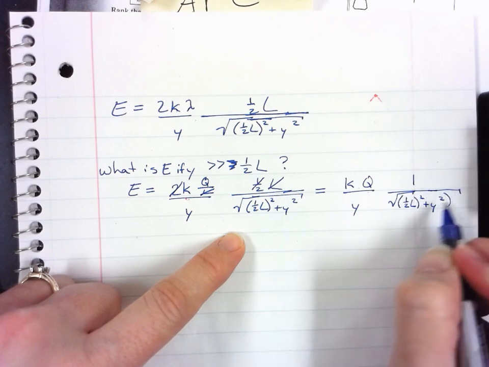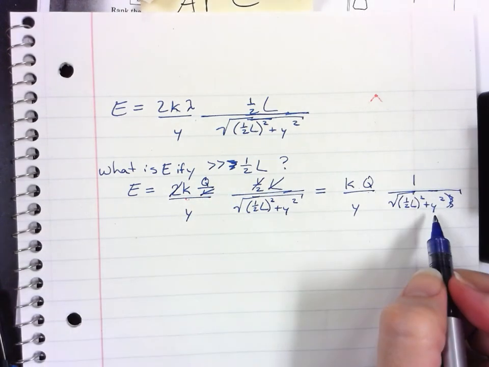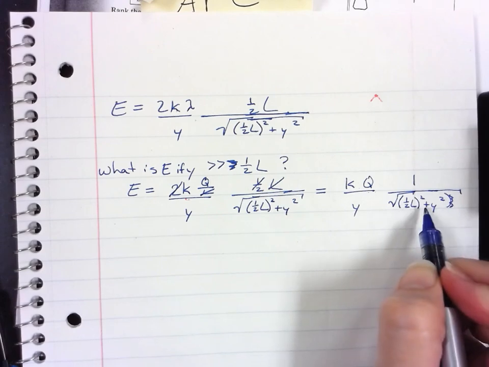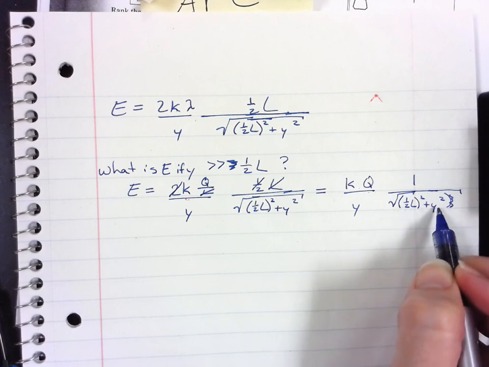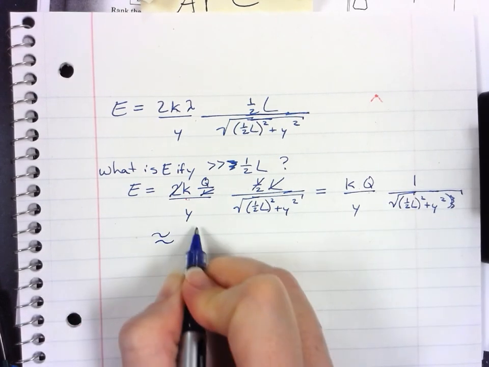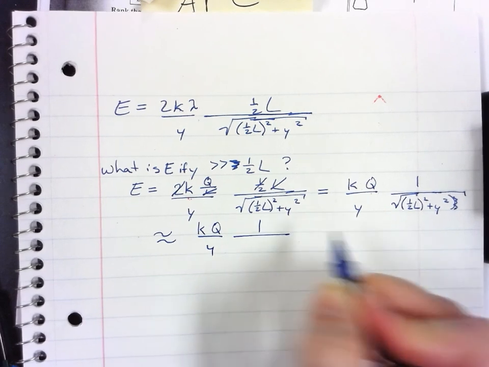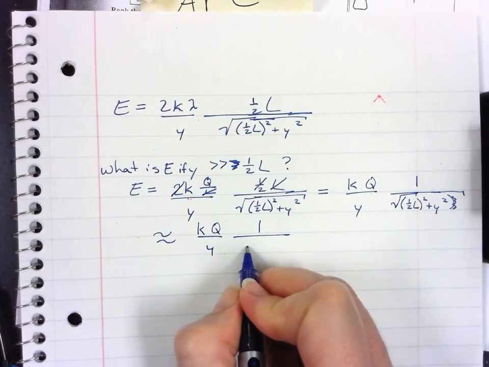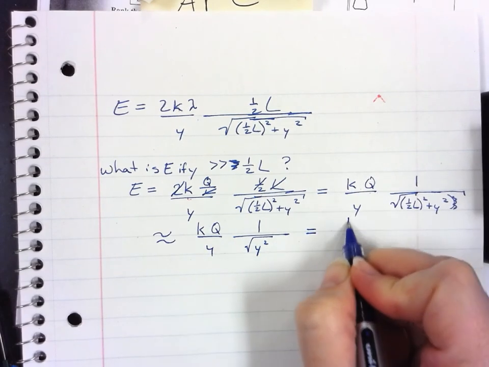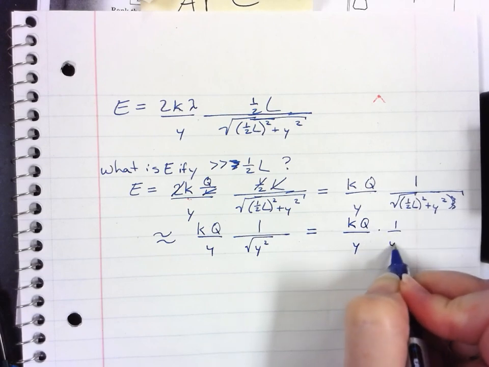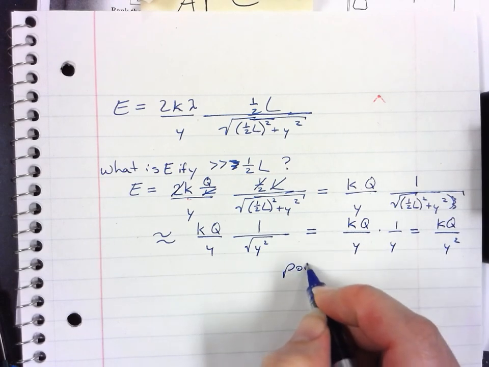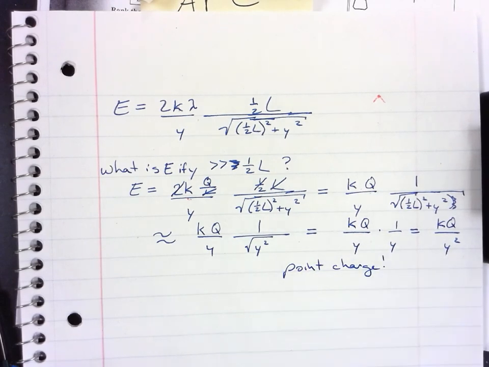So now we're going to apply this idea. If y is much, much greater than this, like if this is 1 and this is 1,000, then when you square 1,000 and take the square root of the whole thing, it's just going to be back at 1,000. So this is approximately equal to kq over y times 1 over the square root of y squared, which is y. So this is kq over y squared. Look, it's the formula for a point charge, as it should be.